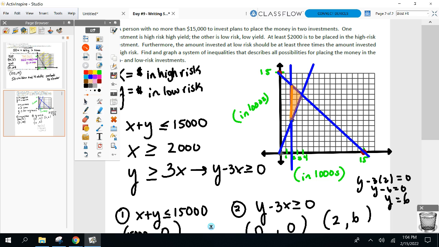I know it doesn't ask, but I'm still going to ask it to you. Give me a point that's clearly in there, that you're confident is in that solution. One voice only. Give me a point clearly in that solution. 3, 11? Okay. And remember what 3 meant? 3,000, right? 11,000.